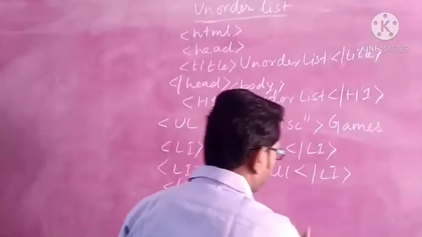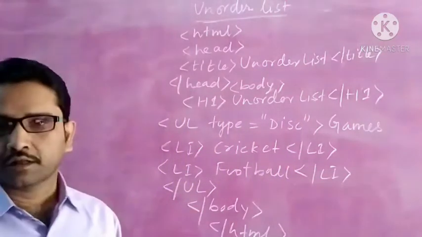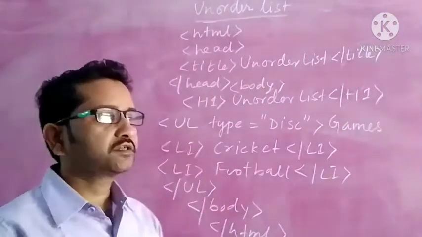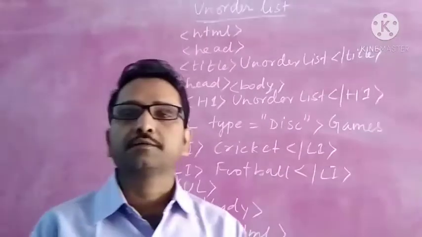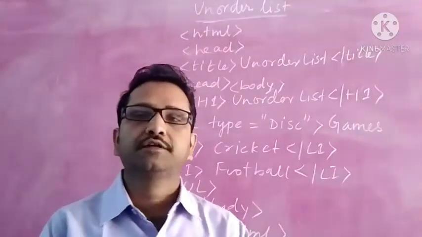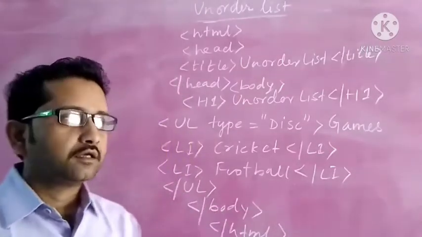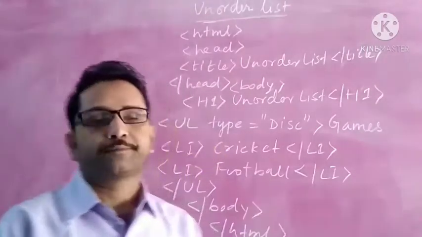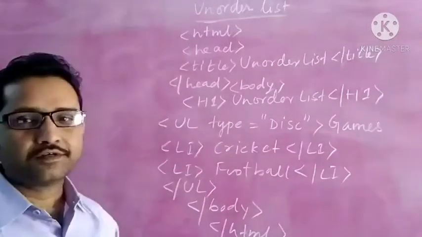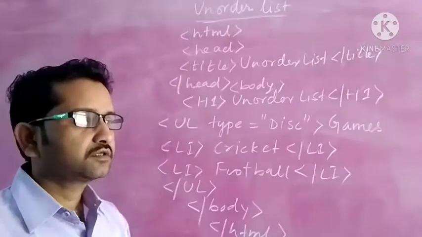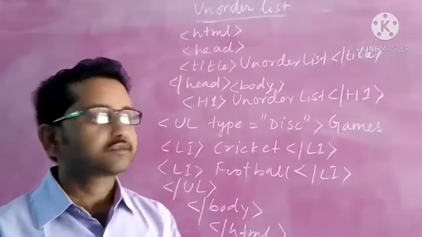So unordered list means a list which is unordered. That means it does not contain any numbers or letters. It will use bullets. So here I have written one HTML code which is based on an unordered list.